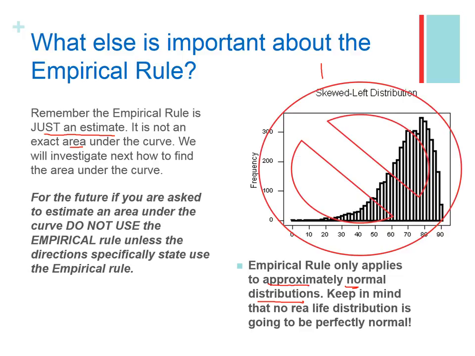So why do I have this distribution right here with a big X through it that says don't use this? This is a distribution that's skewed to the left. The empirical rule and everything that we're going to be talking about do not apply to distributions that are right skewed and left skewed, because remember, the mean and the standard deviation are not good measures of center and spread. It's the median and the IQR, and the empirical rule is specifically based off the mean and the standard deviation.